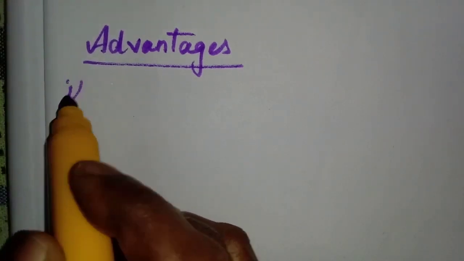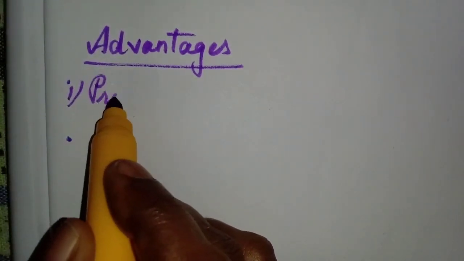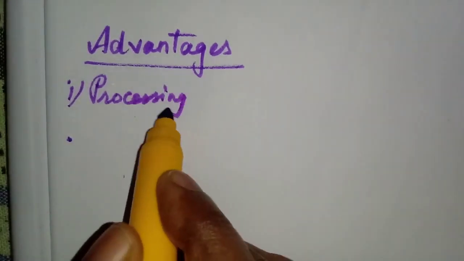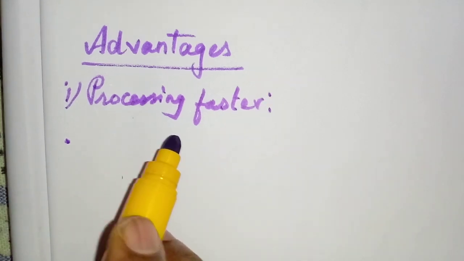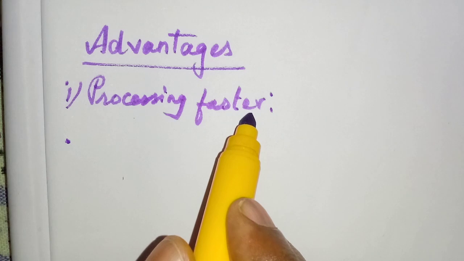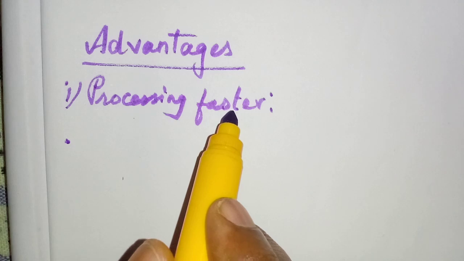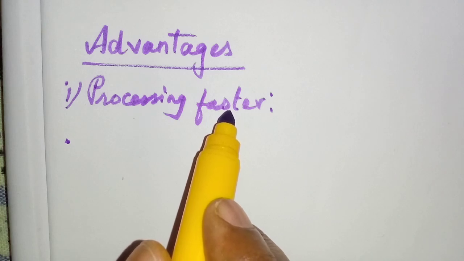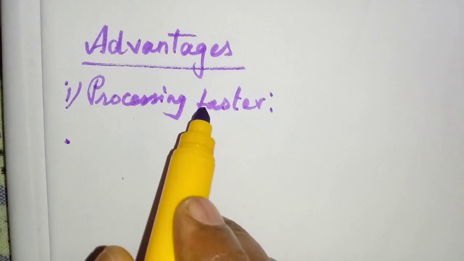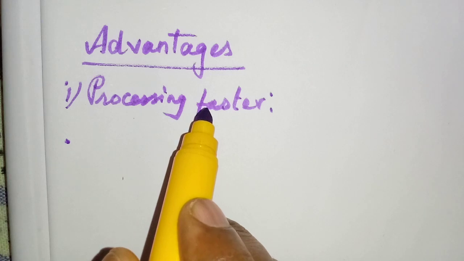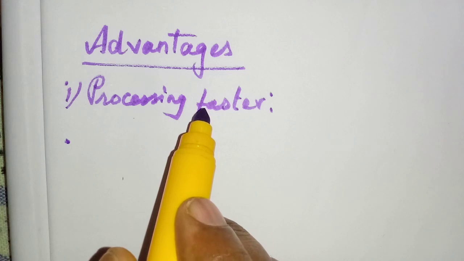Here, the first one is faster processing. Here the processing will be done very fast, because we only do the input inside the computer, and within a fraction of a second it will do the process. Immediately we will get the result. Soon after typing the journal entries, if we try to get the report or the balance sheet, it will provide it. Okay, but in manual accounting it will take more time.